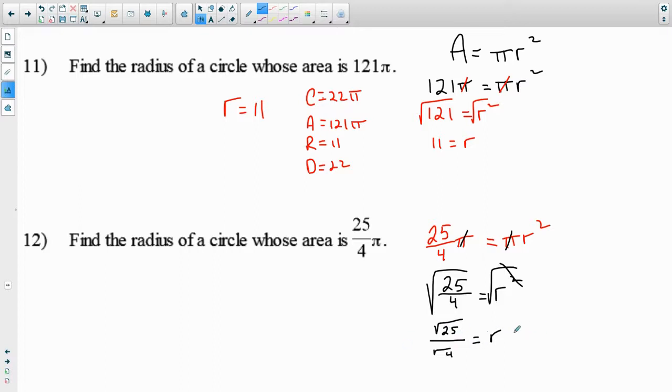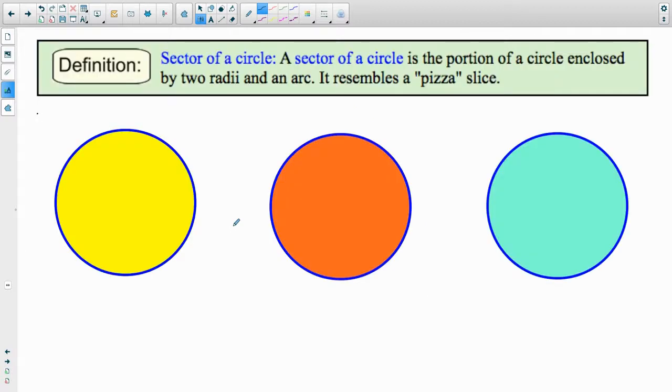So the square root of 25, I'm going to go in this direction here. Sorry, running out of room. I'm going to get the square root of 25 is 5, and the square root of 4 is 2. And that'll be equal to my radius, 5/2. Okay, so now we should be ready to move on to what is a sector.